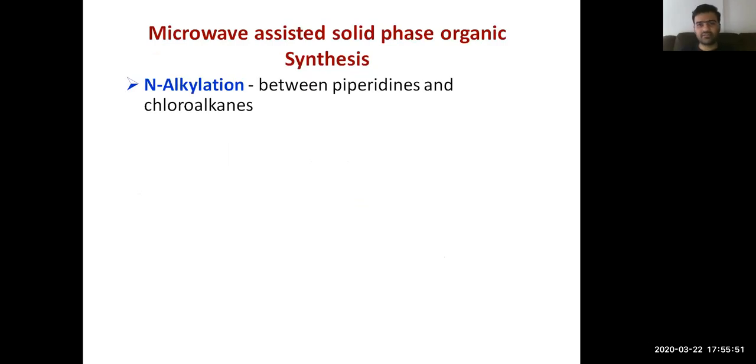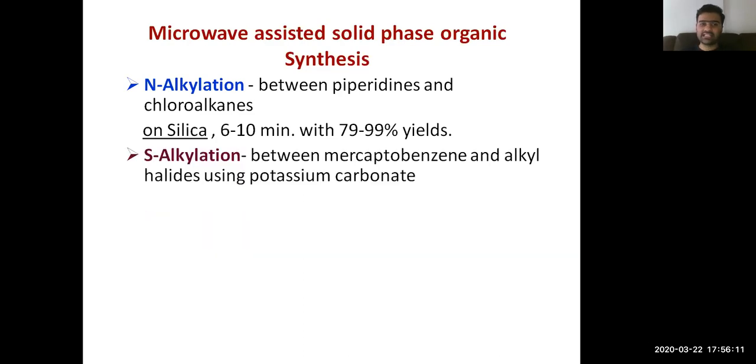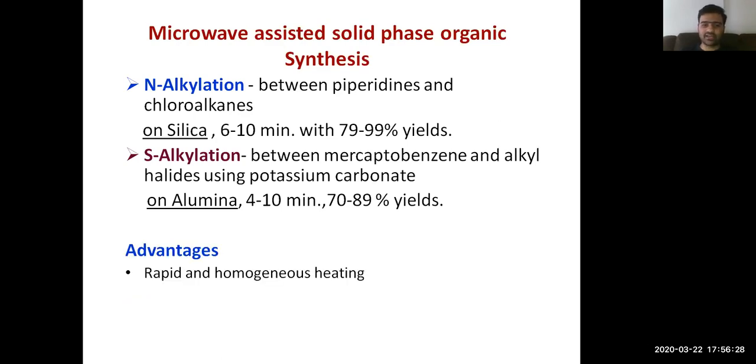Large number of examples are available in literature. One of them is N-alkylation. You could do alkylation reactions between chloroalkanes and piperidines using microwave. You could also do them on silica as your support. Within 6 to 10 minutes, we get almost quantitative yields in the majority of the cases. You could also do S-alkylation, alkylation at the sulfur, using potassium carbonate. On alumina, in about 4 to 10 minutes, you can get as high yields as 90% and above. The advantages, of course, are rapid and homogeneous heating when you're doing it on the solid support.